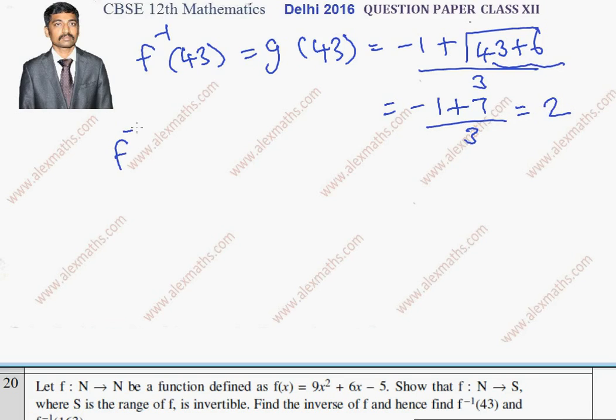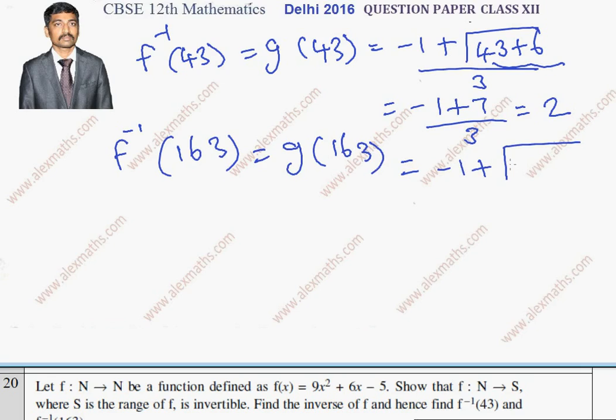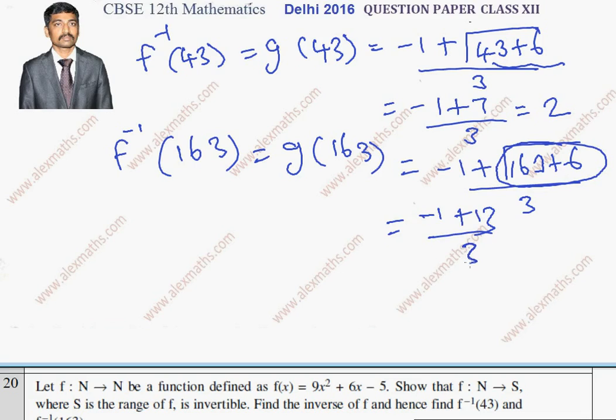Similarly, they want f inverse of 163, which is nothing but g of 163. So minus 1 plus root of 163 plus 6, which is 169, by 3. So the root of it will be 13. So minus 1 plus 13 by 3, so 12 by 3, which is 4.